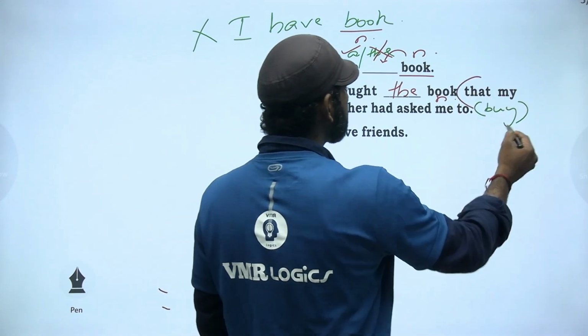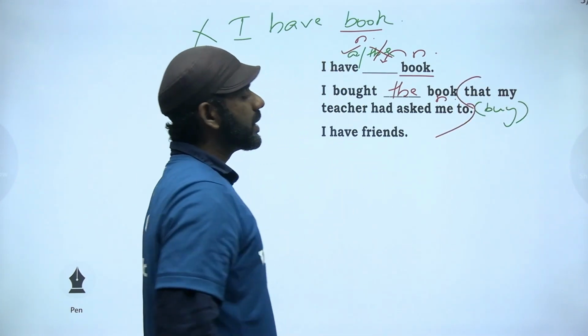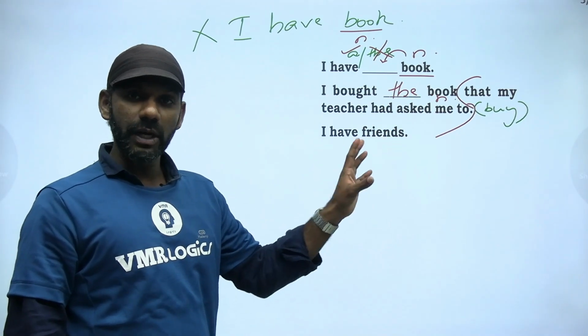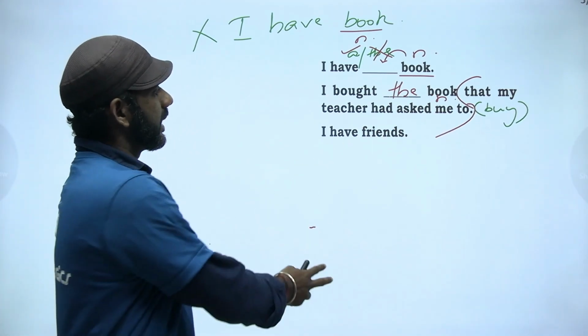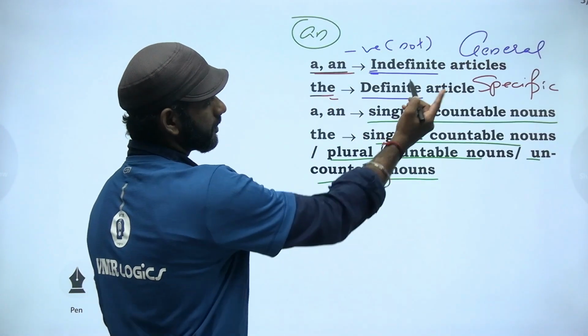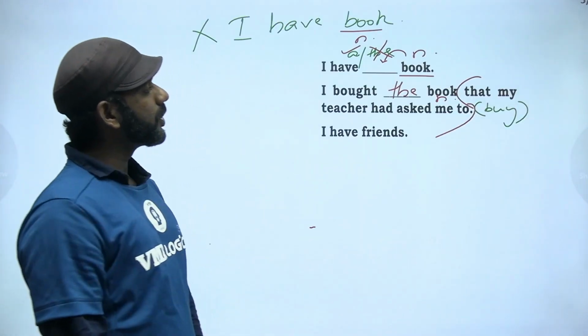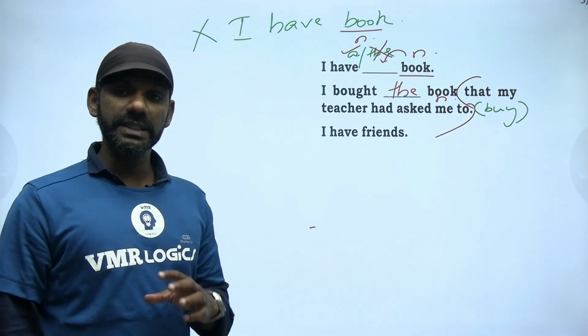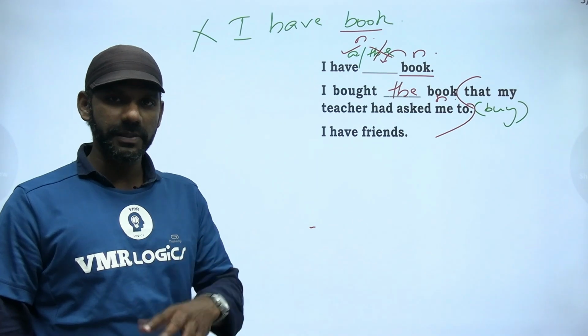So, the information given regarding the noun book is that my teacher had asked me to. In this case, the noun book must be taken as specific, and specific means it is "the," right? So: I bought the book that my teacher had asked me to. This is how to identify whether a noun in a sentence is general or specific.